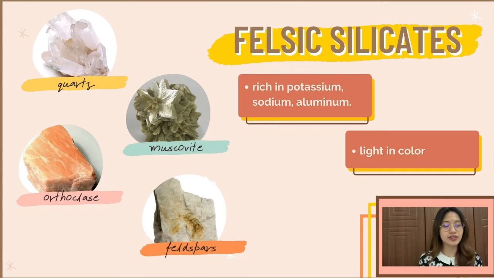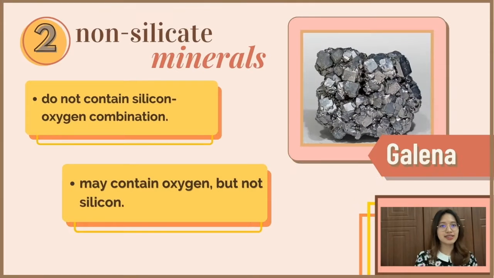Moving on, felsic silicates in comparison to mafic silicates contain lighter elements. These include potassium, sodium, and aluminum. And again, contrasting to mafic silicates, these are light in color. Some examples include quartz, muscovite, orthoclase, and feldspars. The next classification are non-silicate minerals. So these minerals don't contain the silicon-oxygen combination that silicates have. They may still contain oxygen, but not silicon.